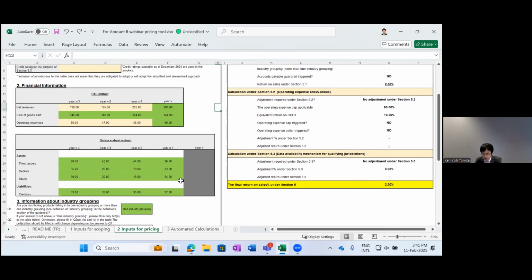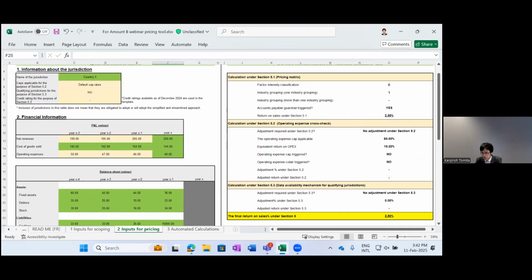So for example, if you have very high creditors, the return is still 2.5% because of the application of the accounts payable guardrail. As you may be aware, this was changed to yes from no.